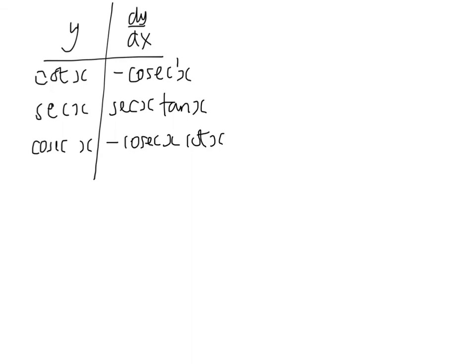Okay, so our remaining three trig differentials: cot differentiates to minus cosec squared, sec differentiated to sec x tan x, and cosec x is minus cosec x cot x. So the reverse of those, so if we want to integrate cosec squared of x, then we're going to have minus cot x as our answer.